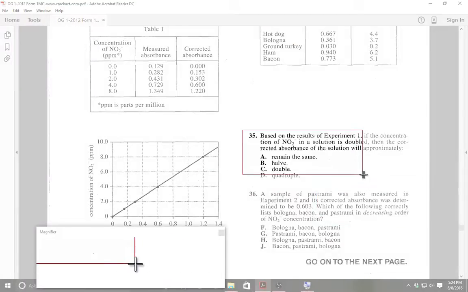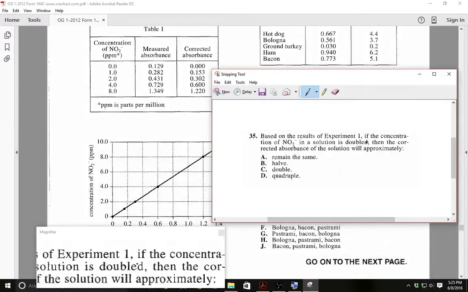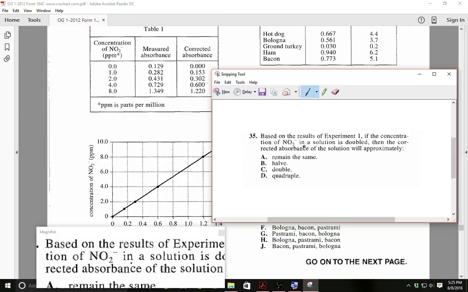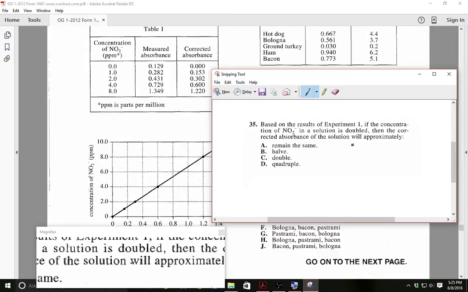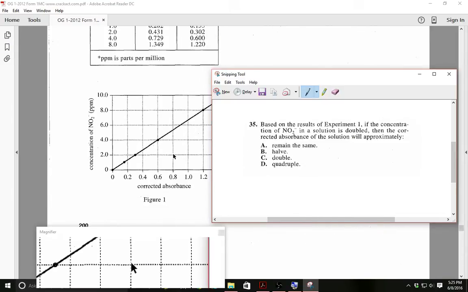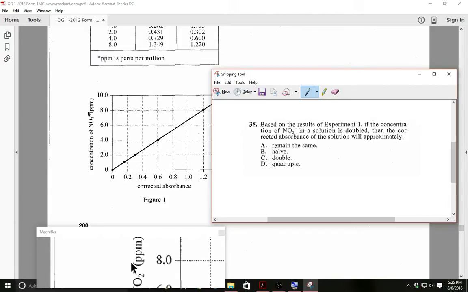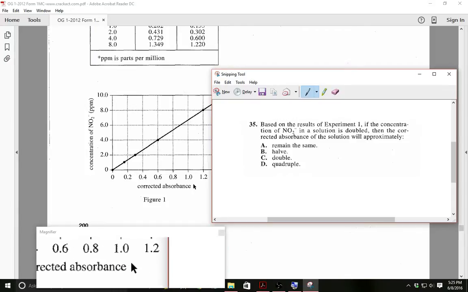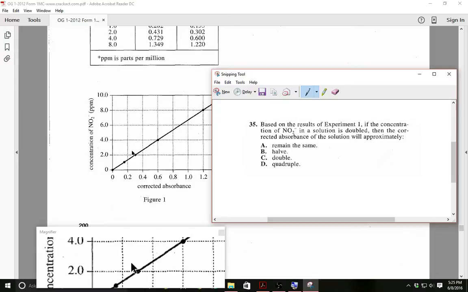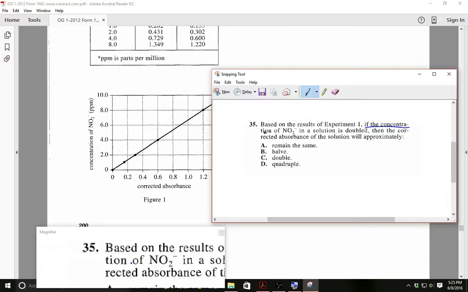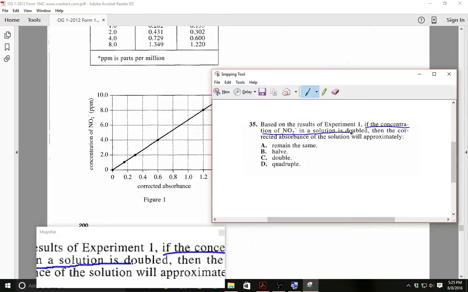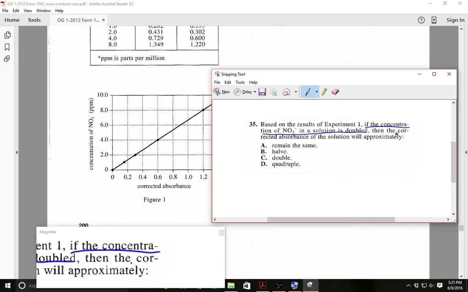Number 35. Based on the results of experiment 1, if the concentration of NO2-, or nitrite, in a solution is doubled, then the corrected absorbance of the solution will approximately... So let's look at this. Concentration of NO2- in parts per million and the corrected absorbance.